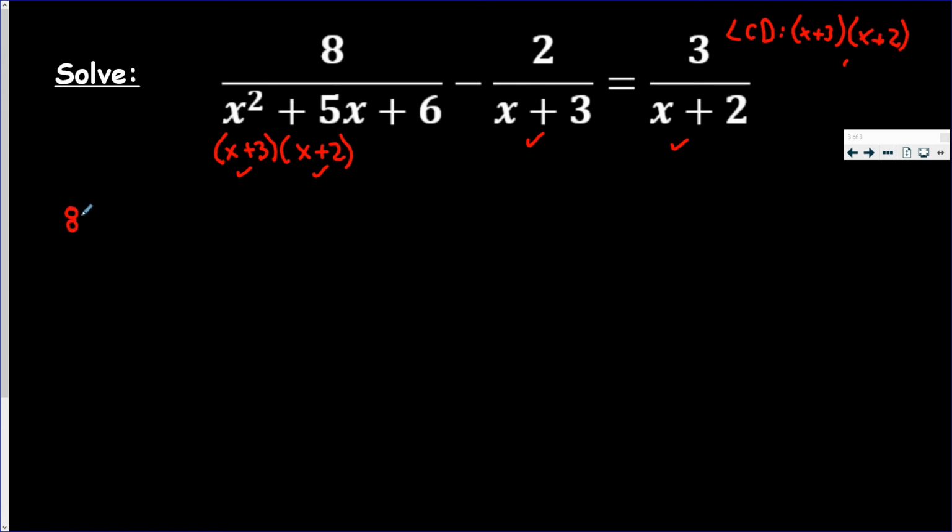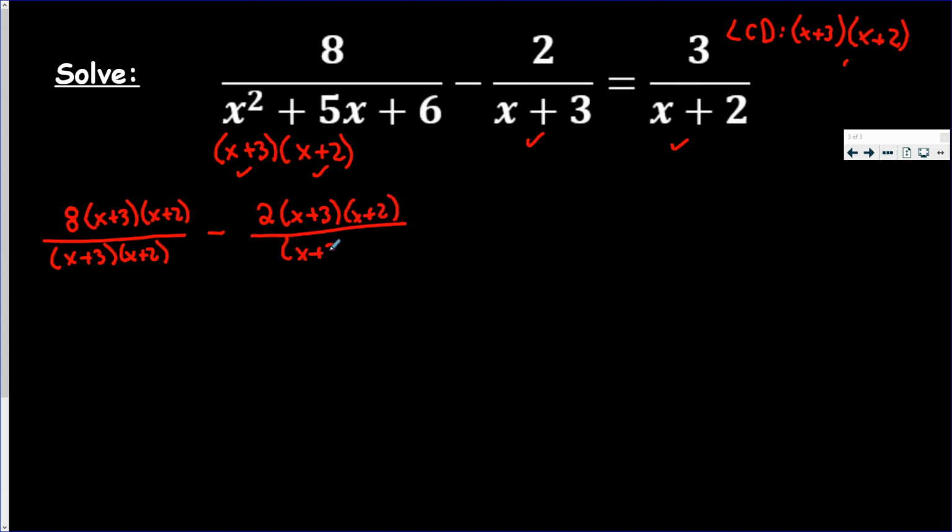So I'm going to go 8 times x plus 3 and x plus 2 over the factored denominator here. So x plus 3 and x plus 2. Next fraction, subtract 2, multiply it by the LCD, so x plus 3 and x plus 2 over x plus 3, equals, on this side, 3 times x plus 3, x plus 2 over x plus 2.